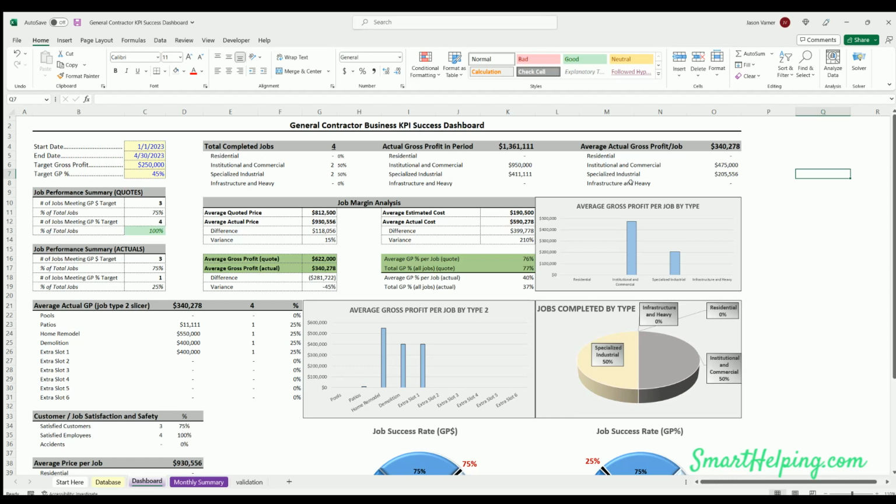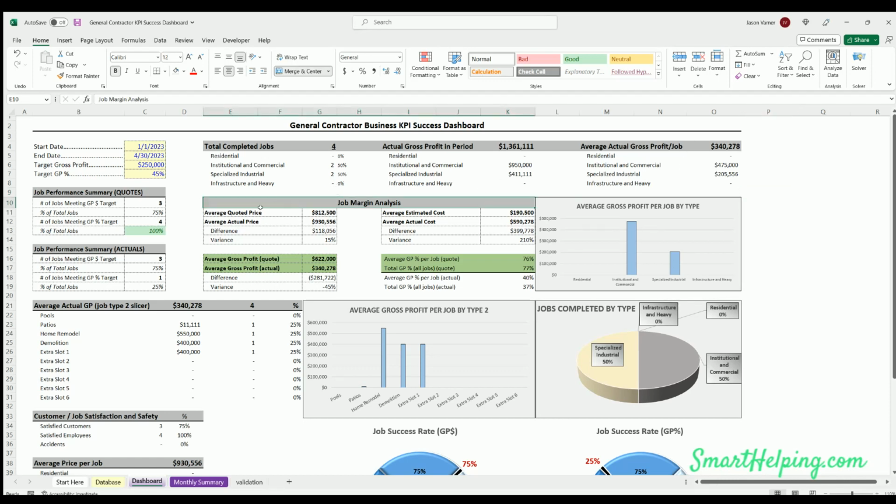Specialized industrial, average per job was $205,000. So this average, you're trying to set a target for each job here, and then this is showing you what you actually had across all jobs and then by subtype 1. You've also got the average gross profit per job type in a chart here, which is taking this data. The job margin analysis. So this is nice.